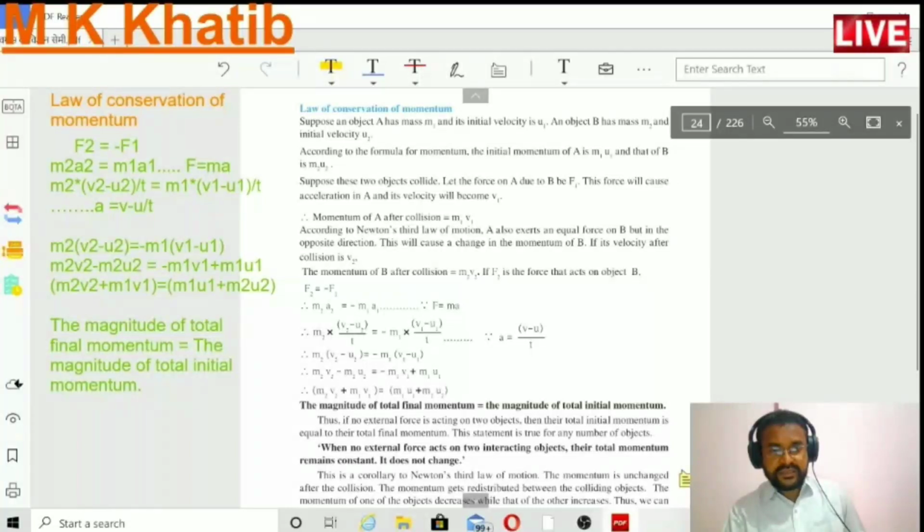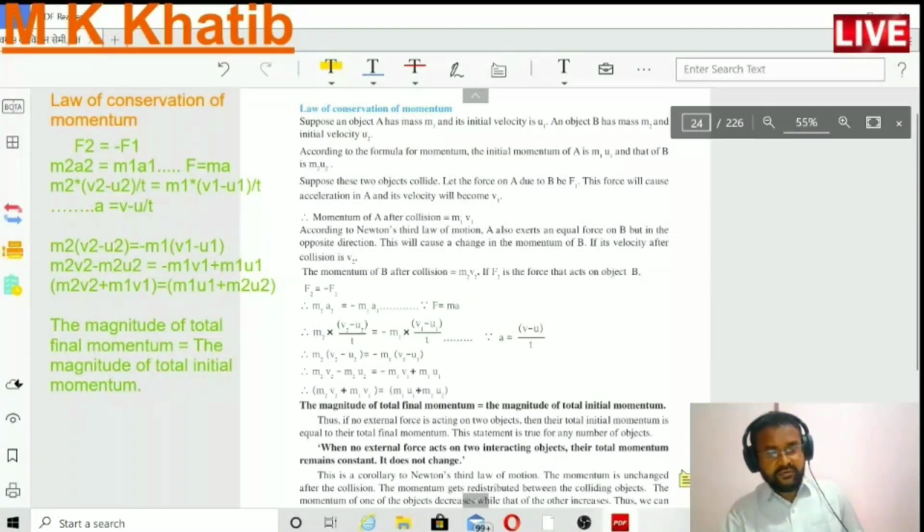Here the t in the denominator cancels on both sides. So the equation becomes m2 into (v2 minus u2) is equal to minus m1 into (v1 minus u1). Therefore, m2 v2 minus m2 u2 is equal to minus m1 v1 plus m1 u1. By rearranging, the equation becomes m2 v2 plus m1 v1 is equal to m1 u1 plus m2 u2.